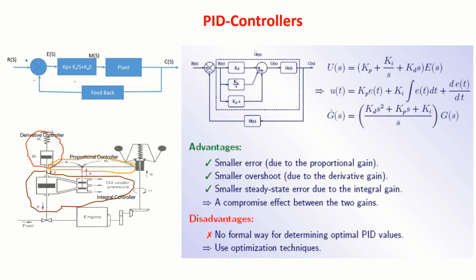If I have all three, Kp, Ki by S and KdS, it is obvious this will introduce offset. This will eliminate offset but makes the system oscillatory, and the introduction of this will make the oscillations damp down. So you will get smaller overshoot, smaller steady state error. Okay, so this is the main thing.